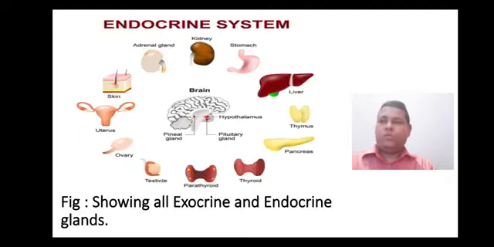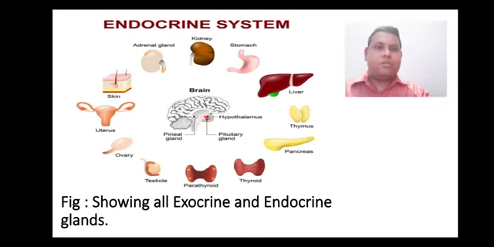You can see the different types of endocrine glands. It shows all endocrine and exocrine glands. So the different kinds of exocrine and endocrine glands have specific and significant roles in human endocrinology.